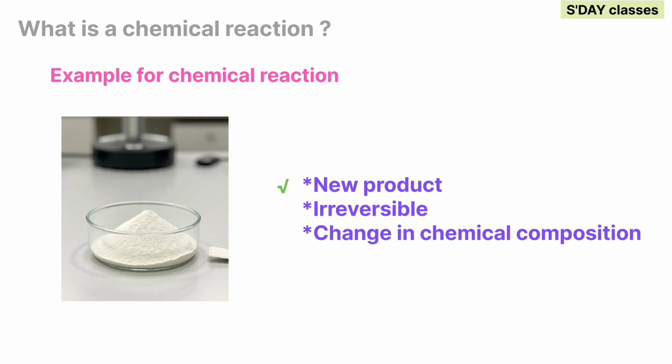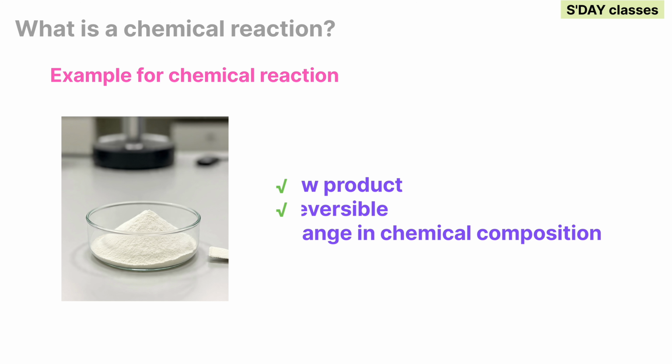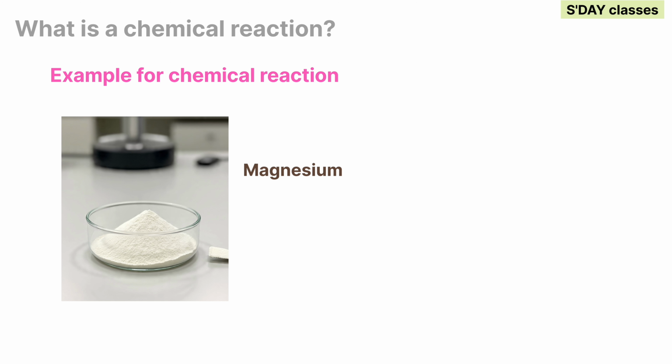Yes, the magnesium ribbon turned into a white-colored powder, magnesium oxide. We cannot get the magnesium ribbon back from this powder. Therefore, the change is irreversible. Is there any change in chemical composition? Let's check. In the experiment, we took a magnesium ribbon and burned it in oxygen.